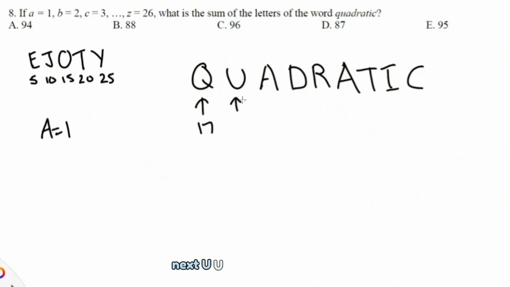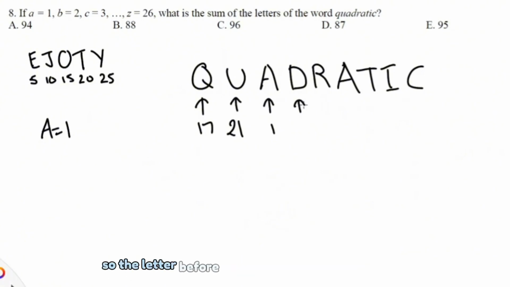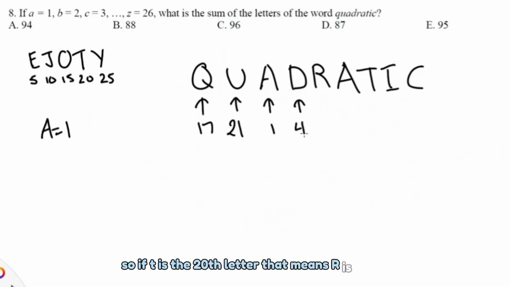Next, U. U is the letter after T, which means if T is the 20th letter, U is the 21st letter. Next, A. We know A is the first letter because it's the first letter of the alphabet, so that's 1. Next, D. D is the letter before E. We know that E is the 5th letter, so the letter before that would be 4, 5 minus 1. Next, R. We know that R is 2 letters before T. So if T is the 20th letter, that means R is 20 minus 2, which is 18.